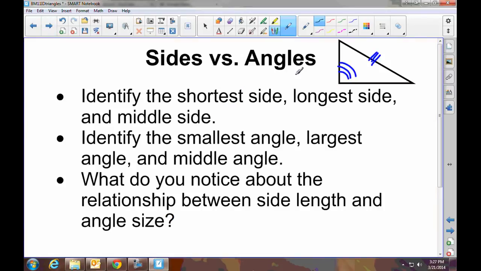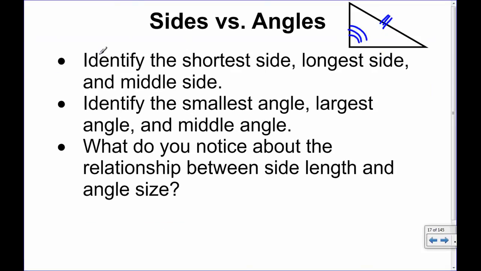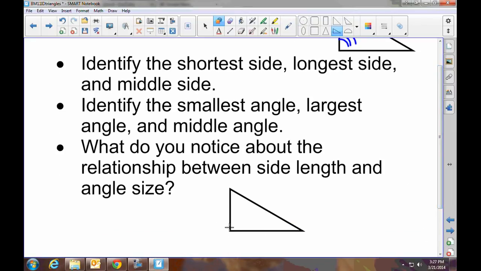Let's talk about how the sides and the angles are related. Okay, so draw a triangle on your sheet, and I'm going to do the same. Let's draw a triangle like so. Okay. And if we identify the biggest angle, which is going to be this right angle, and then we also look for the longest side between this side and this side, we can see that this would be the longest side. Okay? The smallest angle looks to be this one, and the smallest side looks to be this one over here.